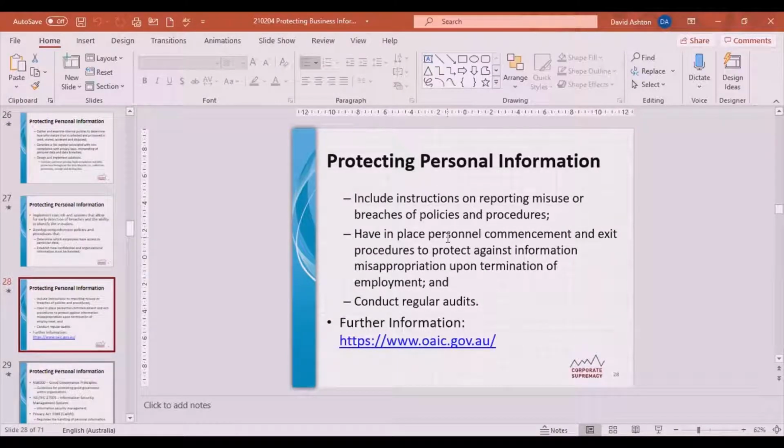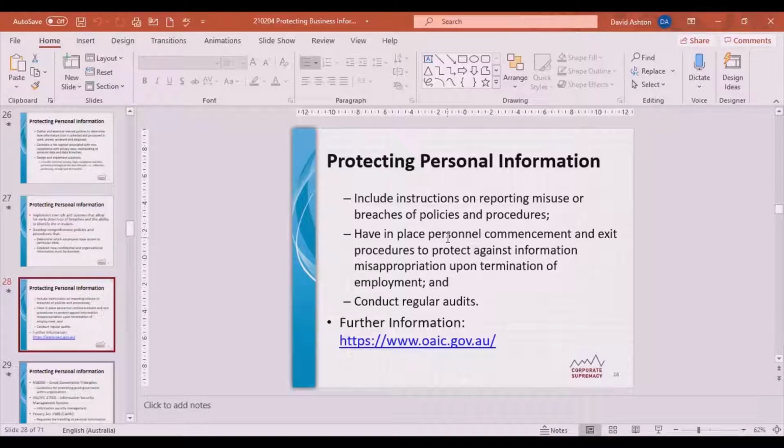Your procedures should also look at instances where there is misuse or breaches of the policies and procedures, and have in place personnel commencement and exit procedures to protect against misappropriation of information upon termination. What are the processes you put in place when new staff come on board to ensure adequate protection of information? And then when they're leaving your employment, what do you do before they finish up?